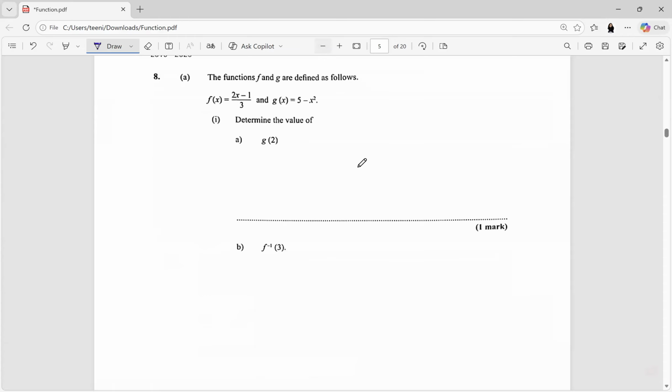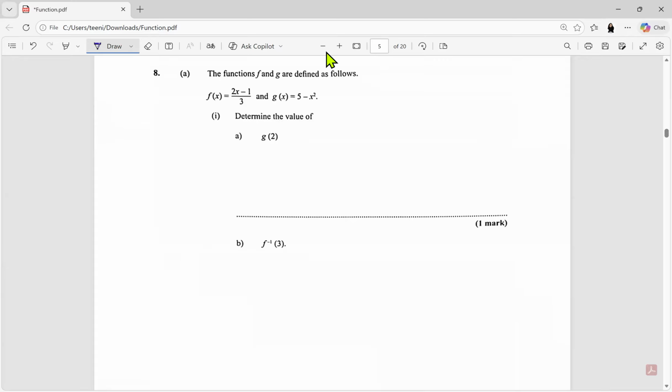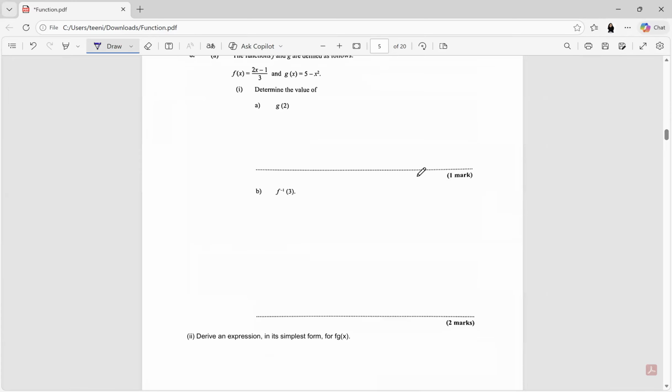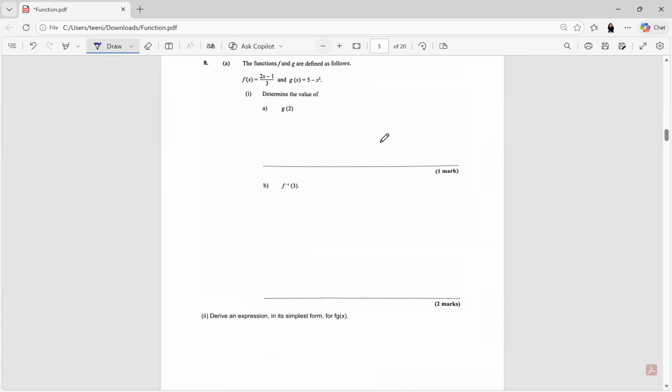I'm giving you 5 minutes to do this question. The functions f and g are defined as follows. F of x is 2x minus 1 divided by 3, and g of x is 5 minus x squared. You have to find the value of g of 2 and then f inverse of 3. For f inverse of 3, you would first need f inverse, and then you would substitute x equal to 3 into the inverse function. And then you have to find the f of g of x.